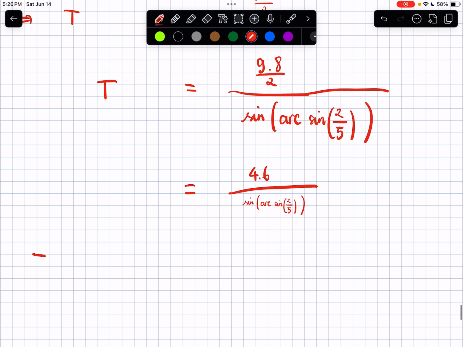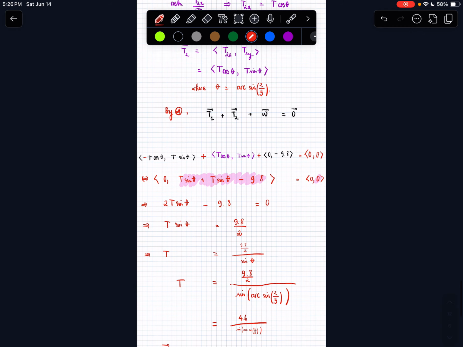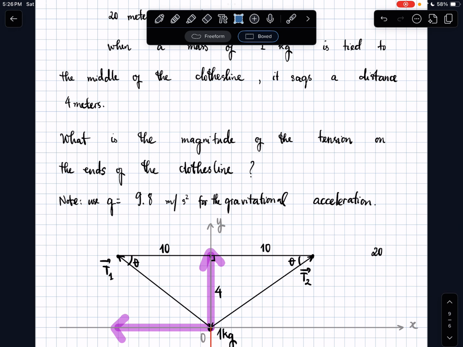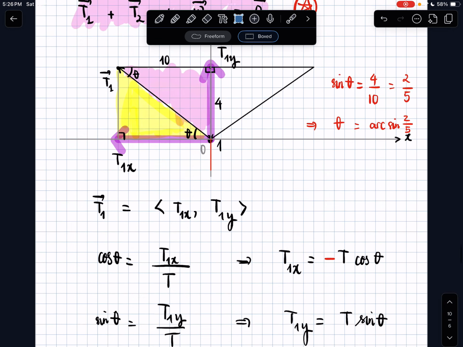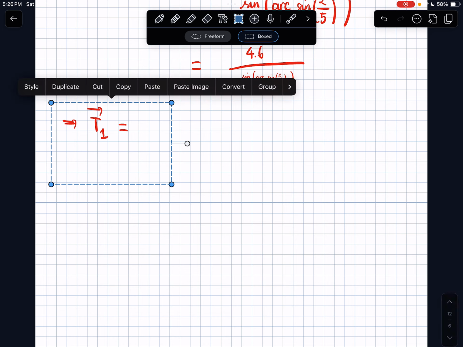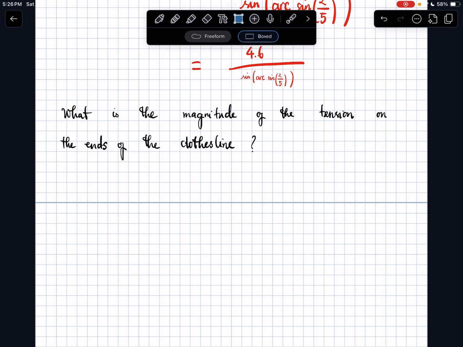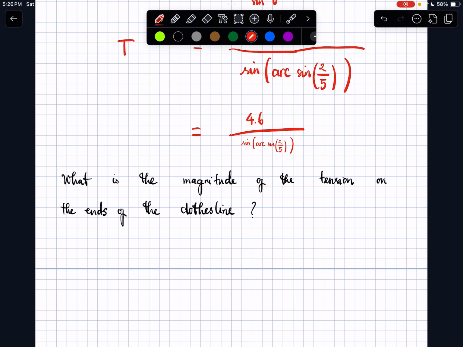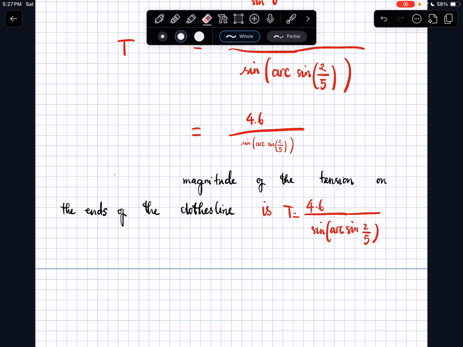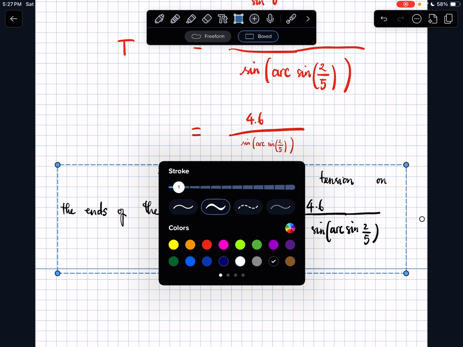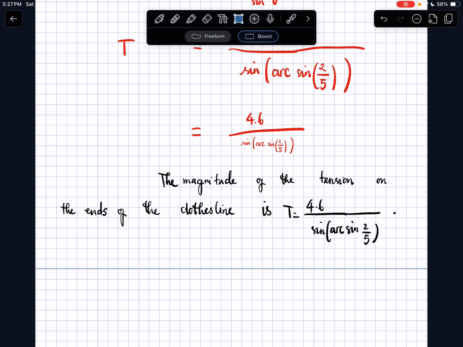They only ask us to compute the magnitude of the tension at the end of the clothesline, which is T. So this is done. The magnitude of the tension is 4.9 divided by sine of arcsine of 2/5, which is 12.25. Yep, so that's how we do it.